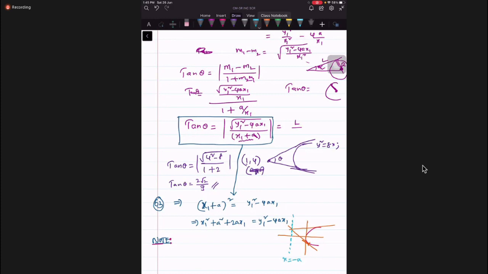So the point of intersection of tangents also, you know, right? GP, AP. All of you know?